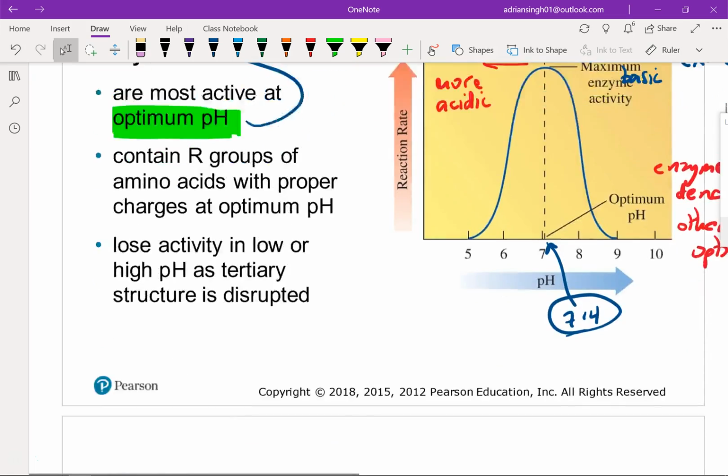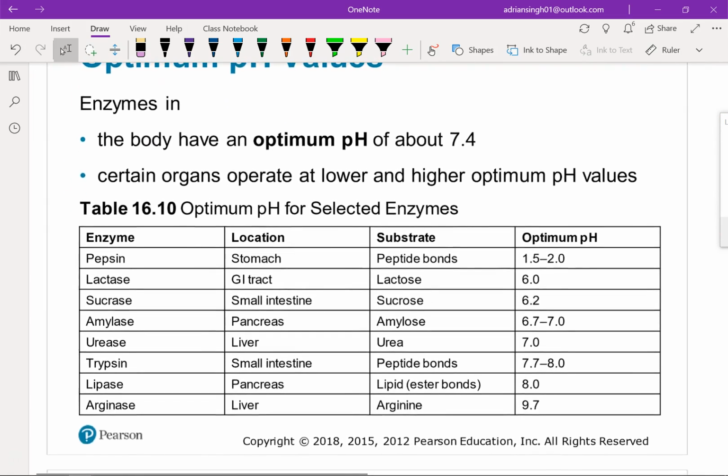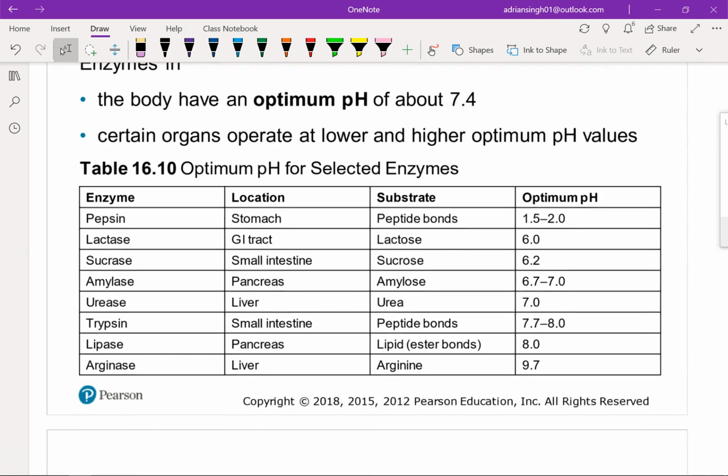All right, so like I said, the optimum pH for an enzyme is determined by that enzyme and where it's found in the body. So we mentioned if you have one in the bloodstream, its optimum pH is going to be the pH of the blood. But you can see here in this list of enzymes that the pH can vary drastically. The very first one is a good example of that. Pepsin is an enzyme that you find in the stomach, and pepsin breaks down peptide bonds. And because it's found in the stomach, the optimum pH for that enzyme would be the pH of the stomach acid, which is really, really acidic, between 1.5 and 2.